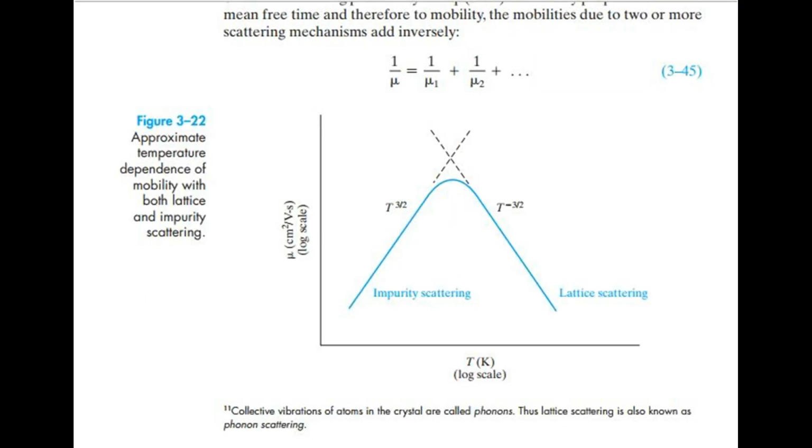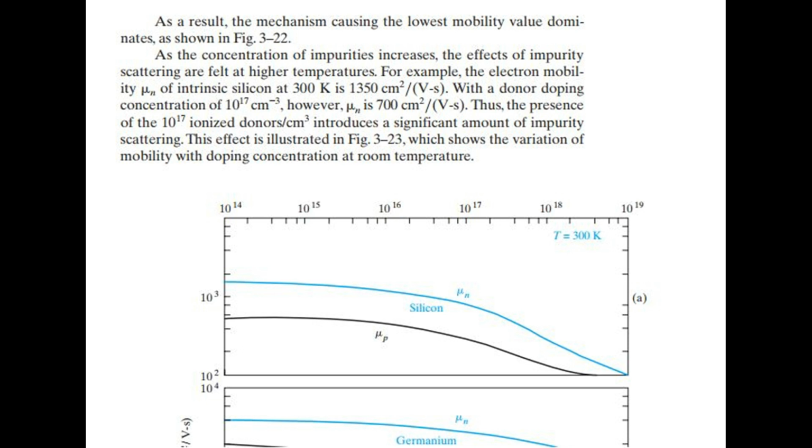Collective vibrations of atoms in the crystal are called phonons. Thus lattice scattering is also known as phonon scattering. As a result, the mechanism causing the lowest mobility value dominates, as shown in Fig 3-22. As the concentration of impurities increases, the effects of impurity scattering are felt at higher temperatures.